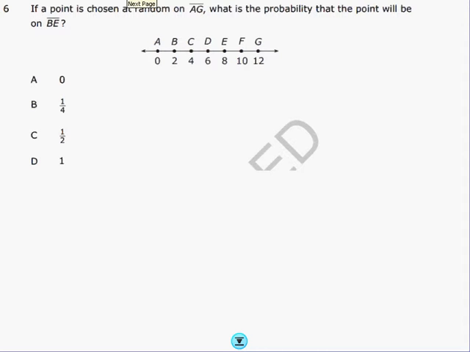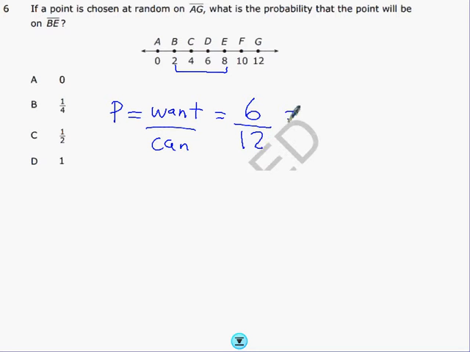If a point is chosen at random on AG, what is the probability that the point will be on BE? Okay, so we're picking a point at random. This is probability. It's what we want to happen over what can happen. Well, we can't talk about area now, but we can talk about length. BE is 6 long, out of A to G, which is 12. So the probability is 50%, or 1/2.